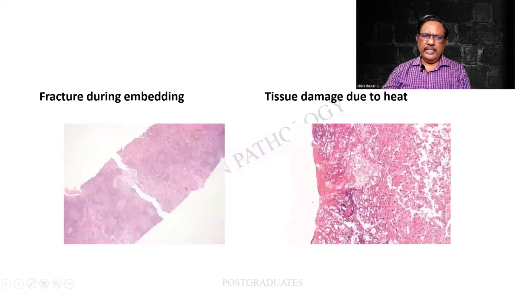Fracturing. This we generally see, we call them the zebra lines or the cracks in the tissue. But this can happen because of the embedding also, not necessarily because of section cutting. And damage to the tissue. Obviously, it looks like a massive necrosis to me, but it is not so. It is an artifact. Artifact means we have created it, and it is due to overheating.